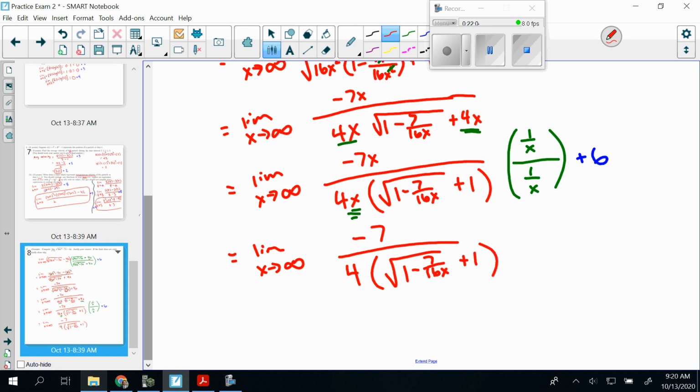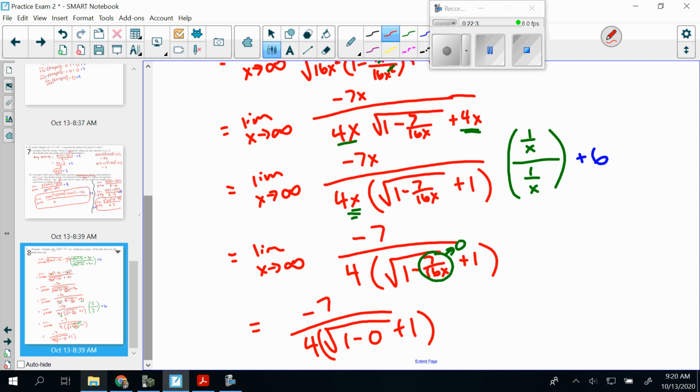Now we should be able to apply this limit as we go to infinity. This term right here, since x is bigger in the denominator, we know as we go to infinity, that's going to go to 0. And so if we apply the limit now, I don't need to write the limit notation anymore because I'm applying the limit. Be negative 7 over 4 times the square root of 1 minus 0 plus 1.